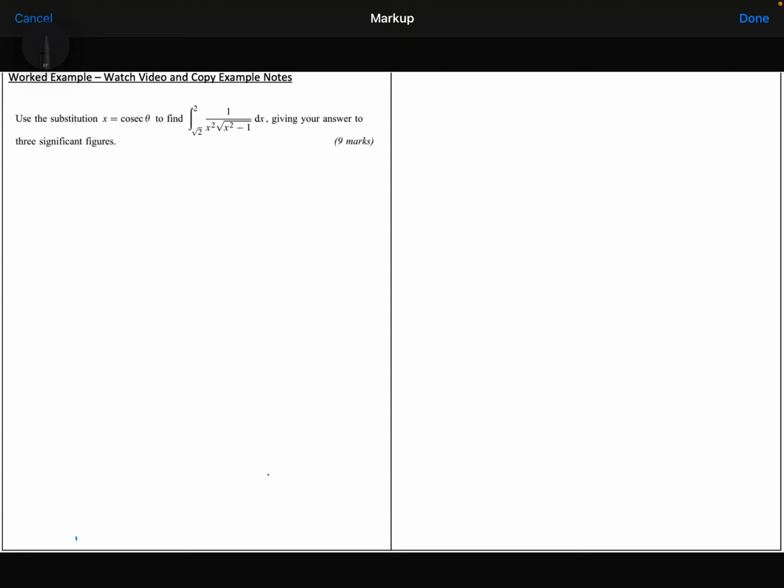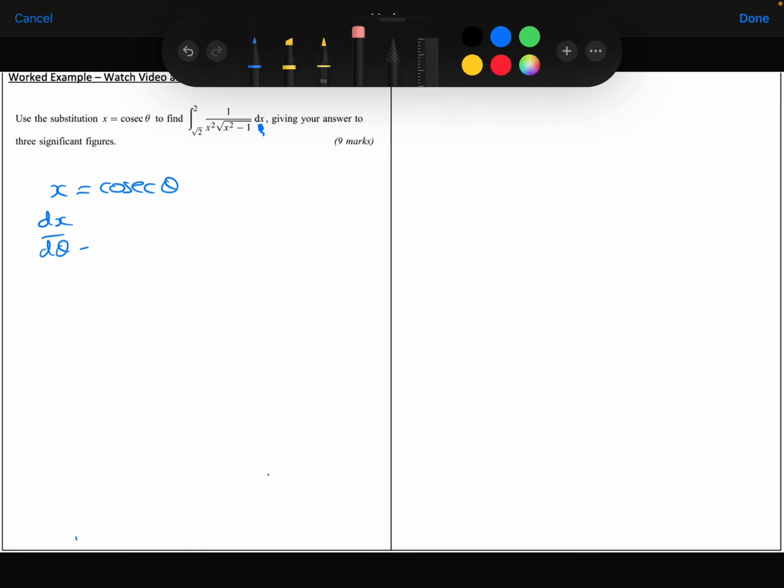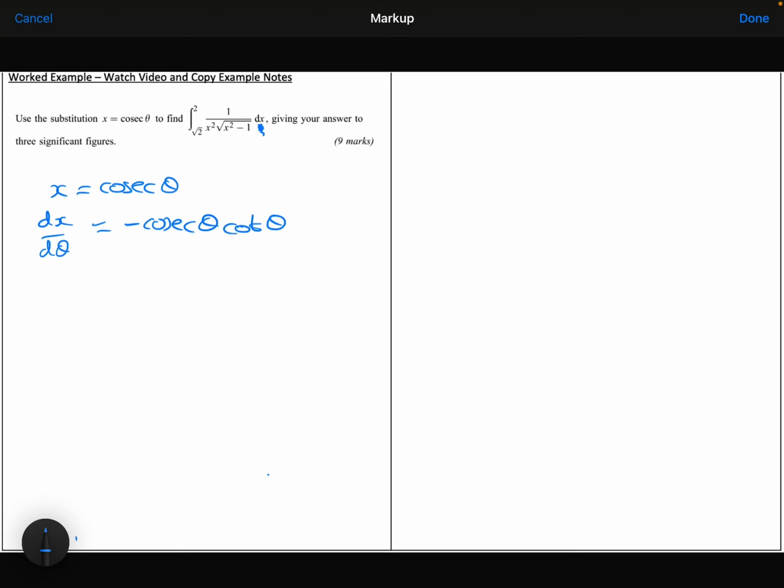So whenever we do integration by substitution, the first most important thing I need to do is replace the dx. So I'm going to take my substitution and differentiate that. So dx by d theta. Now when I differentiate cosec theta, you'd have this in your formula booklet, that will give me minus cosec theta cot theta. You do get given that in your formula book.